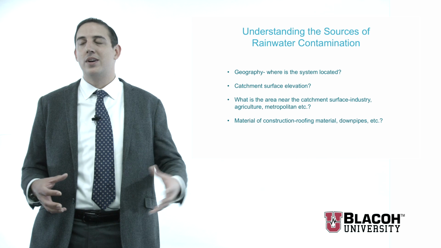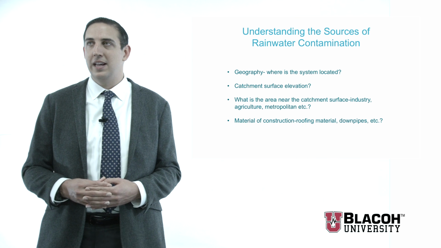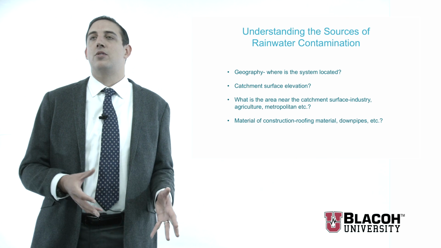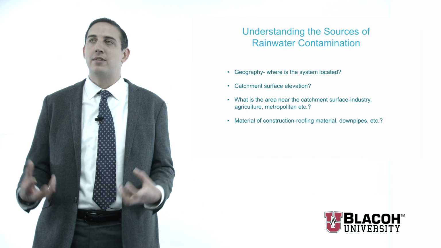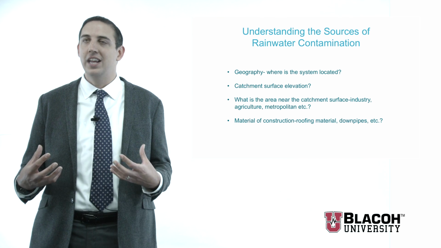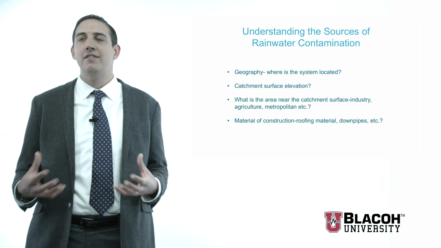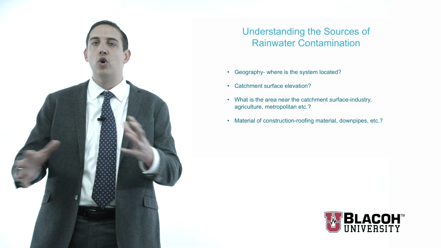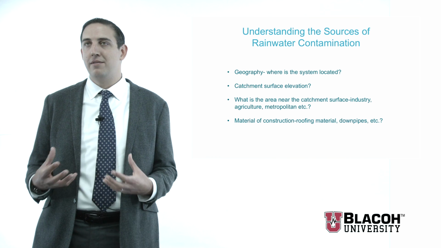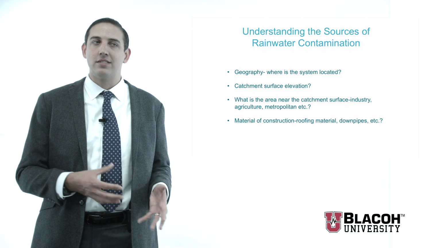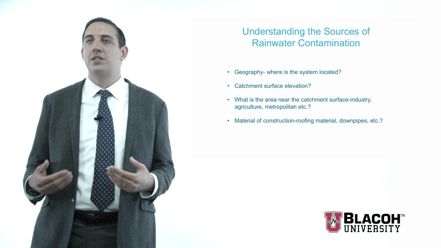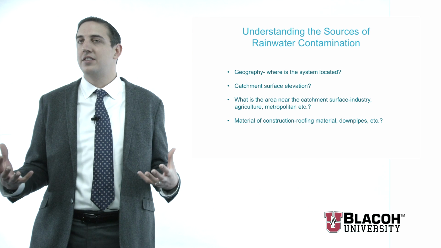For example, in the southwestern region, you're going to see a lot more contamination in your captured rainwater because you have so much more time to build it up. So it's going to concentrate in your system. So geography does play a role in the global look at what can be found in your captured rain and stormwater. Catchment surface elevation is obviously a little bit intuitive.